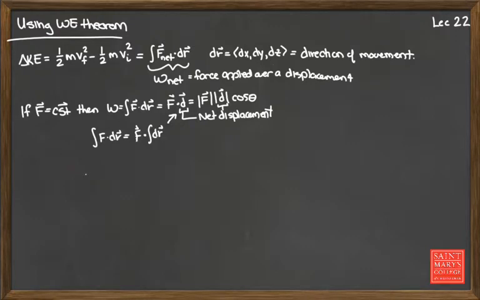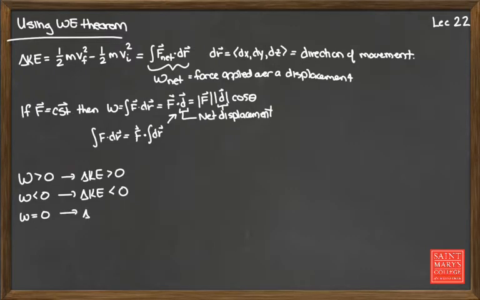A general result in this case is, if the net work is positive, that means the kinetic energy increases with time. And if the work is negative, then the kinetic energy is decreasing from point A to point B. And if work is 0, there is no change in the kinetic energy. If it is moving at a speed, it will continue to move at that speed.